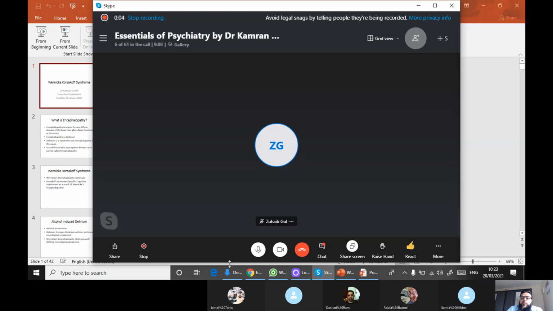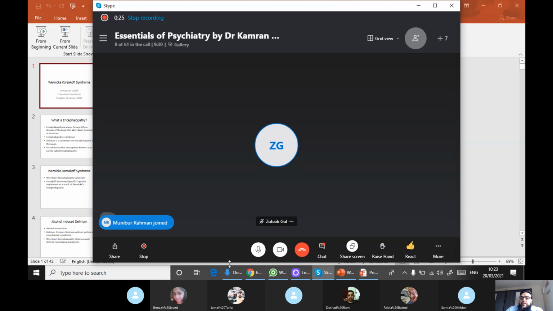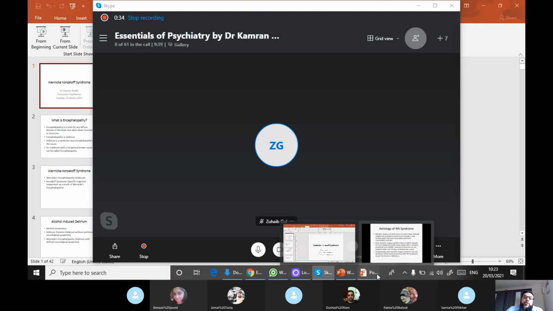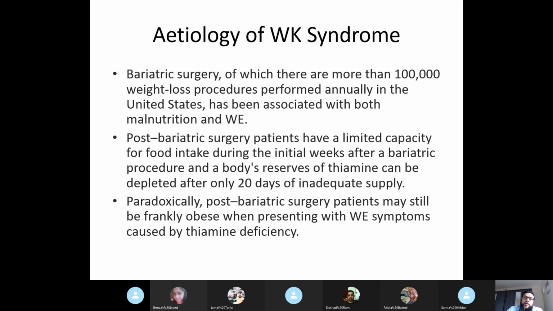Today's topic of discussion is Wernicke's encephalopathy and Korsakoff syndrome. I think it is a very huge, very big topic, so we might have to try to split it in two parts depending on the time. Maybe today we will do the Wernicke's encephalopathy only, and in the next session, inshallah, next Saturday, we'll do the Korsakoff syndrome. So that's how we are planning for the time being.